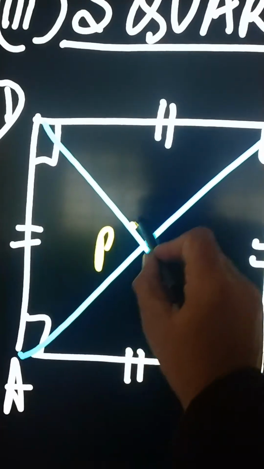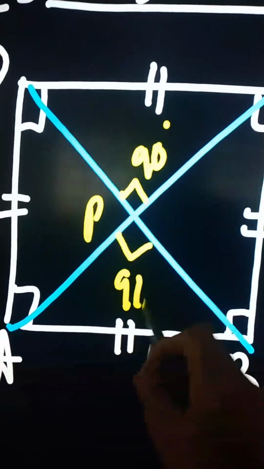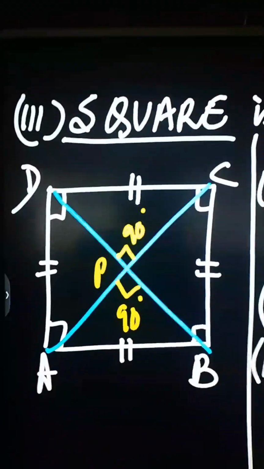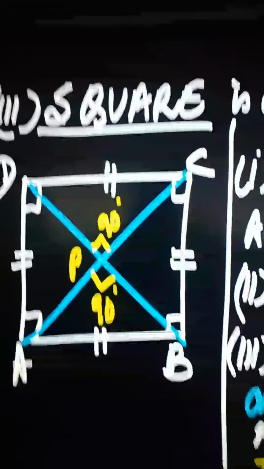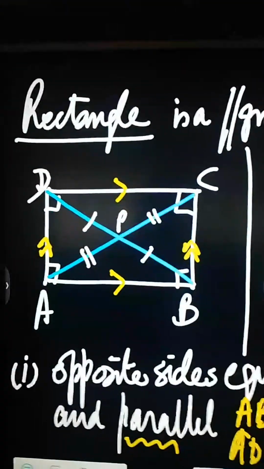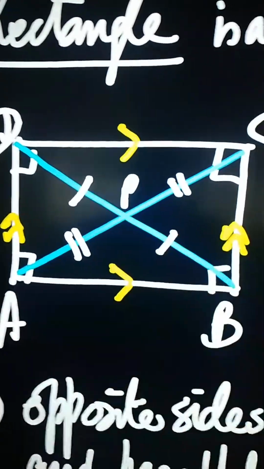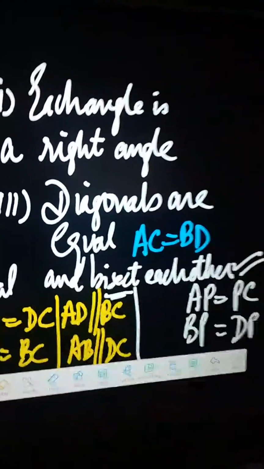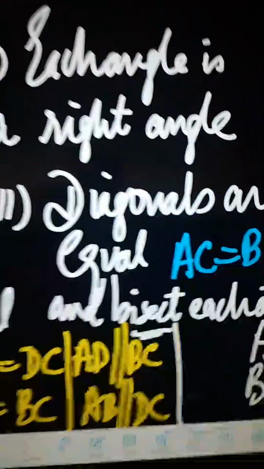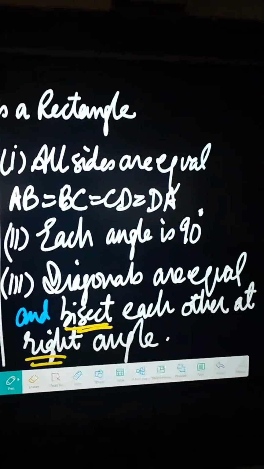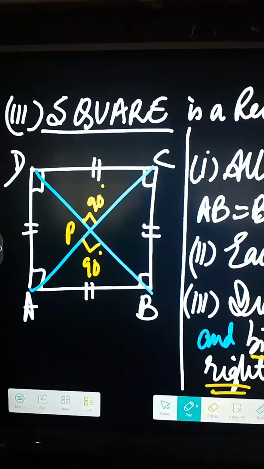If I call this P, then this is 90, 90, and this is 90. So all the angles are 90. This was not there in a rectangle. In a rectangle, we just said that the diagonals bisect each other. So here the angles are not 90, so we did not write anything about 90. We just wrote that diagonals bisect each other. But in a square, diagonals bisect each other also, but they bisect at 90 degrees. This is a special property of a square.